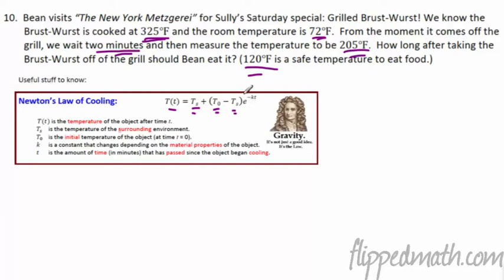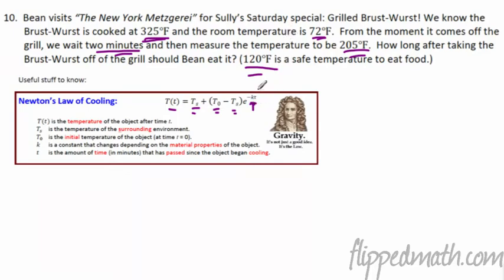We have e to the negative kt. K is actually a variable that depends on what the substance is. Okay, Brustwurst has one value of k, a lead pipe would have a different value of k, water has a different value, so on and so forth. So we need to find out what that is for the Brustwurst.